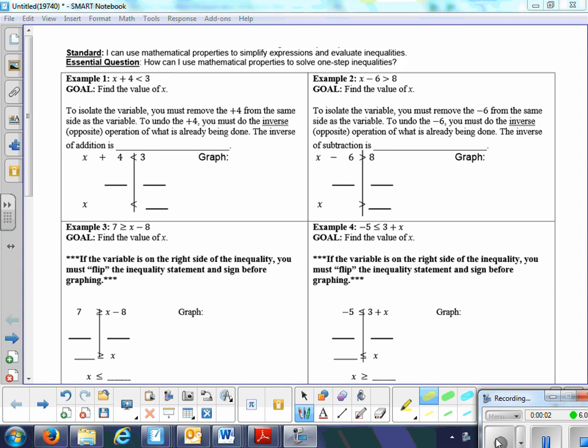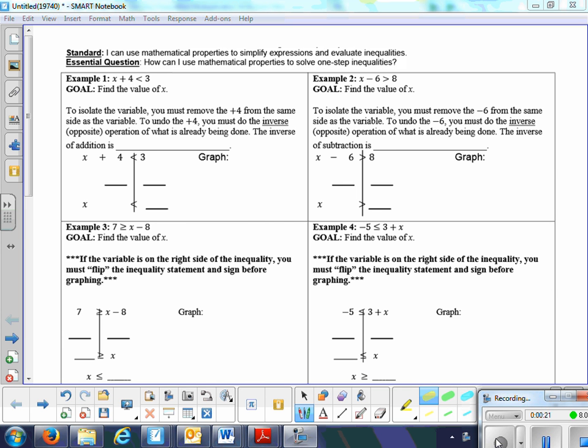Alright, so today we're working on one-step inequalities that use addition or subtraction as their one operation. We're going to look at finding the value of the variable, how we graph inequalities, and how that graphing is different than graphing the solution of an equation.